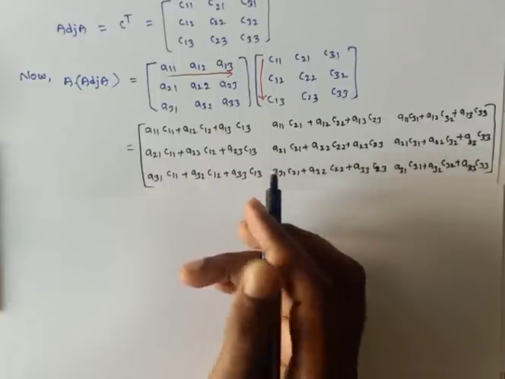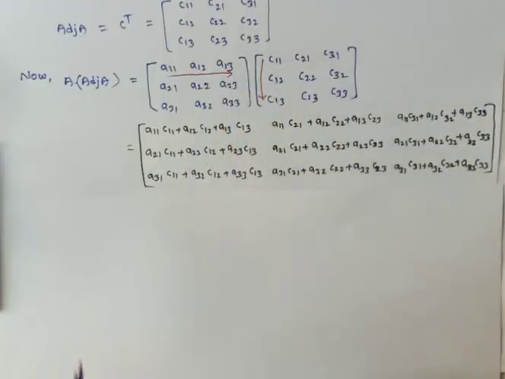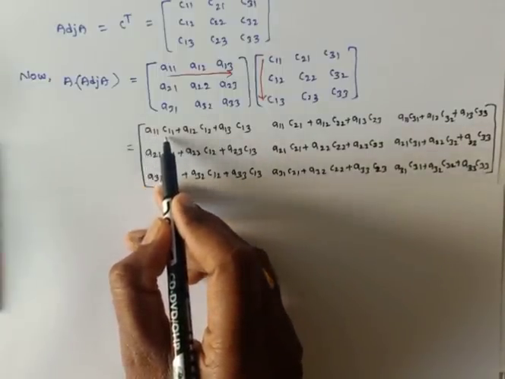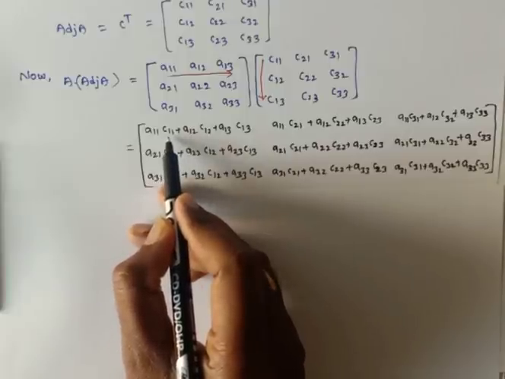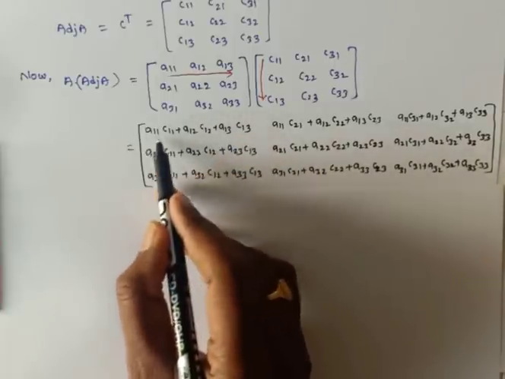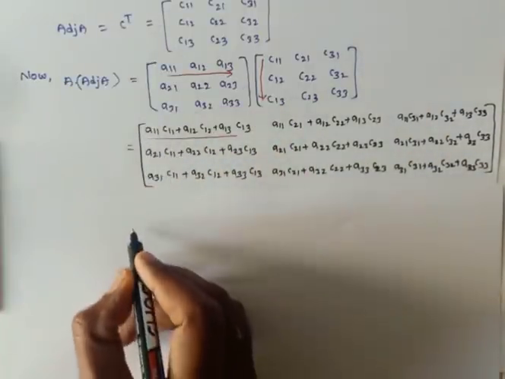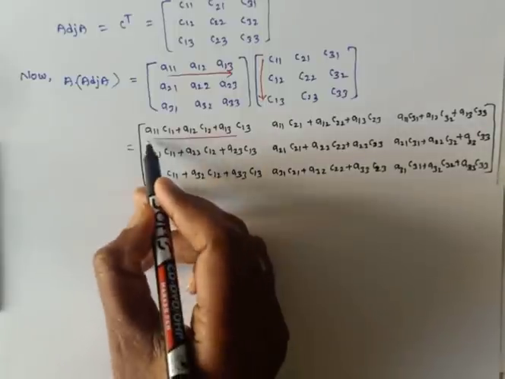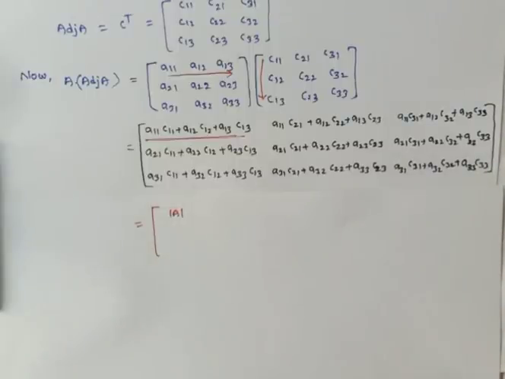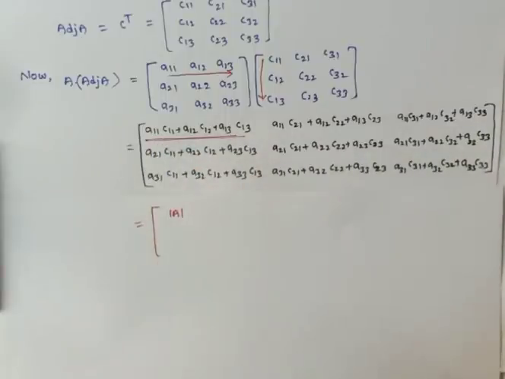The sum of the products of the elements of a matrix with their corresponding cofactors defines a determinant, right? Here you can observe A11 into the cofactor of A11. C11 means cofactor of A11, right? Next A12 and C12, A13, C13. This entire term defines the determinant of the given matrix A. So you can write this entire value as the determinant of A. The elements with their corresponding cofactors define the determinant.